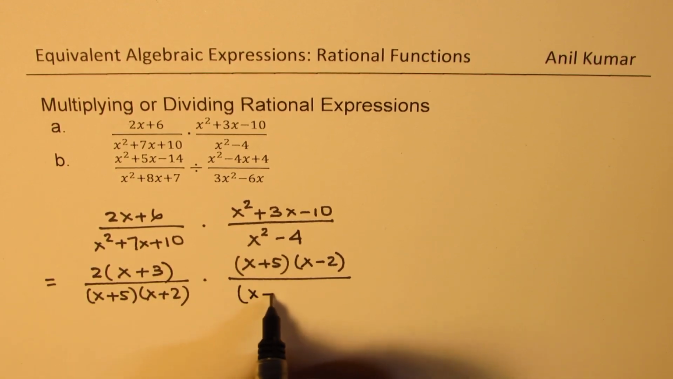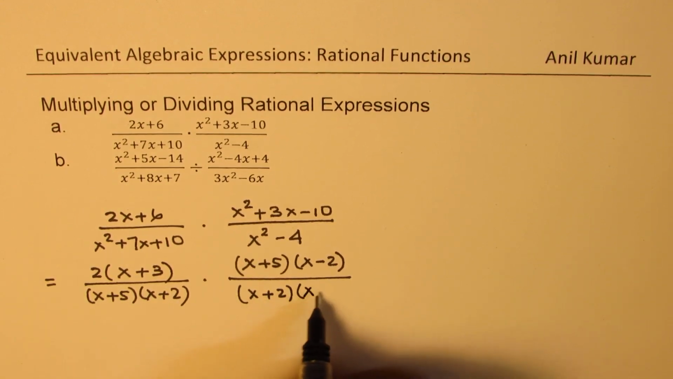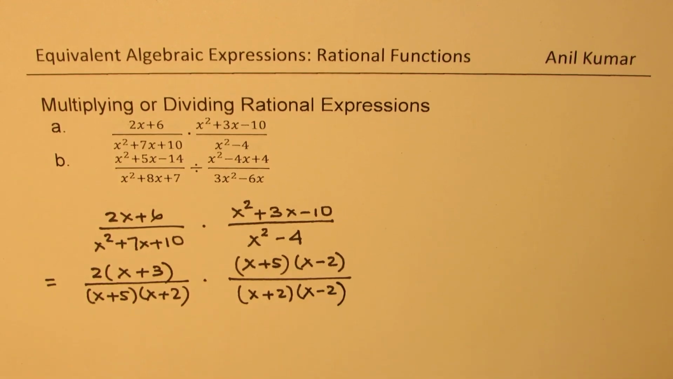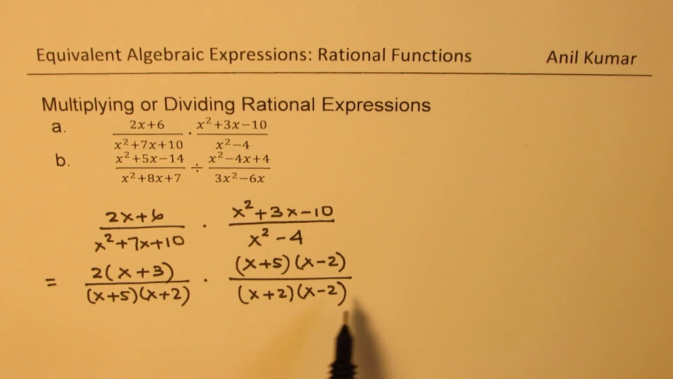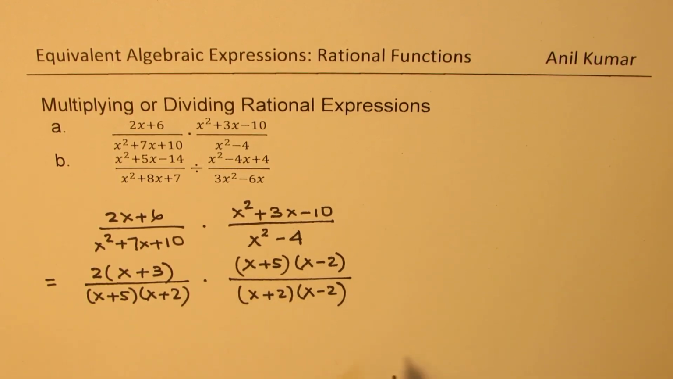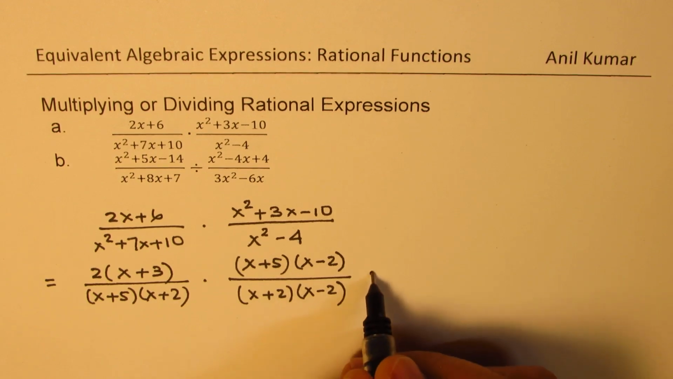We could write this as x plus 2 times x minus 2. So whenever you are working with rational functions, you have to be really good at factoring, and that is why we had so many examples earlier. Now, once you have factored, it's a good idea to write the restrictions, right? So let's state the restrictions here itself.